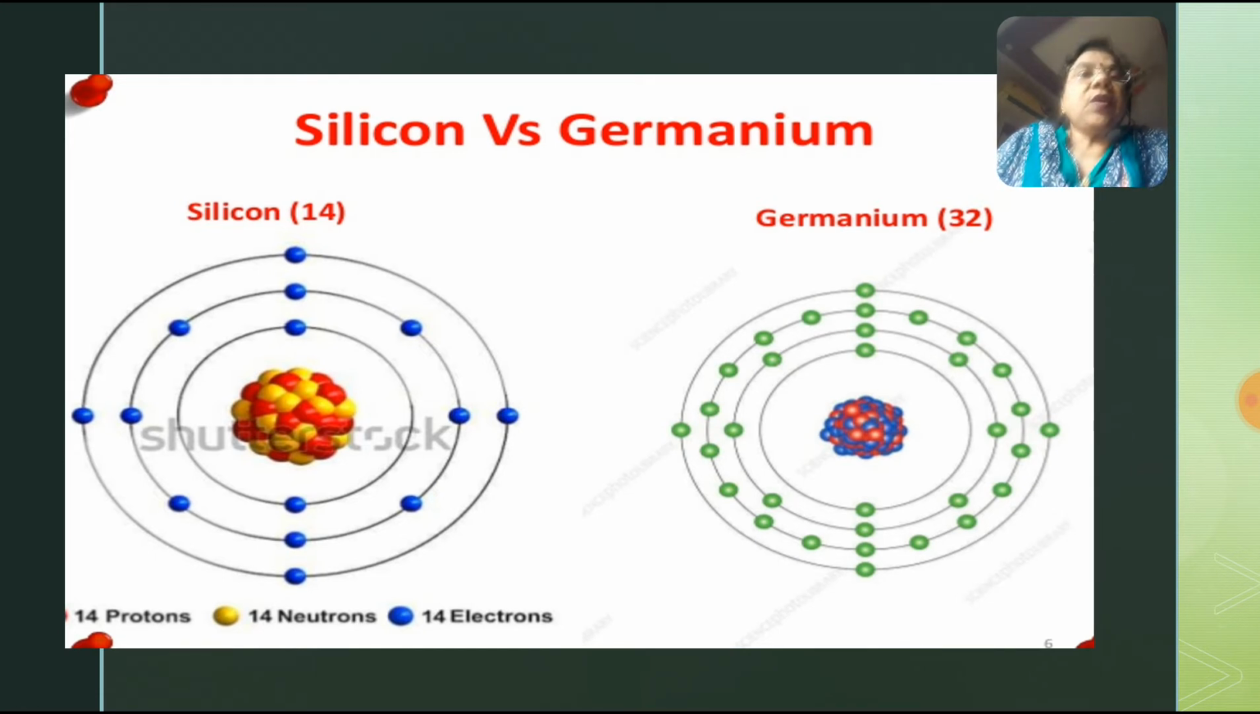So you just see the silicon with 14 protons, 14 neutrons and 14 electrons. In the first orbit there are 2 electrons, in the second orbit there are 8 electrons, and in the last, third orbit, the 4 electrons which are remaining are free electrons. Now in germanium there are 32 protons, 32 neutrons and 32 electrons. So first orbit 2 electrons, second 8, likewise, and in the last orbit there are 4 free electrons.